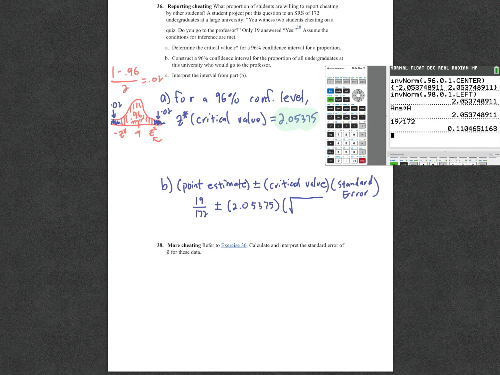So I'll just do 0.11. Then we do p times 1 minus p, or p hat times 1 minus p hat, and that'll be all over our sample size. So this is what we'll use to construct our confidence interval. The rest we'll just do in the calculator.